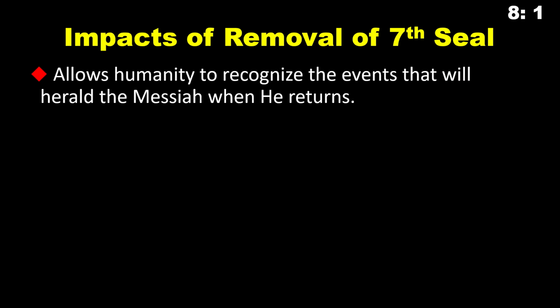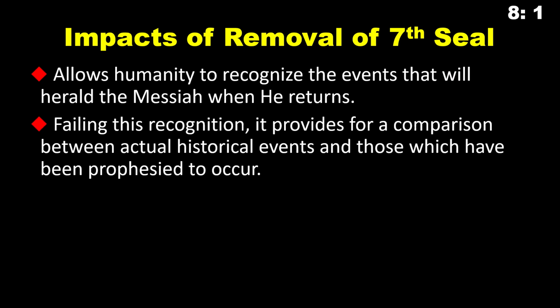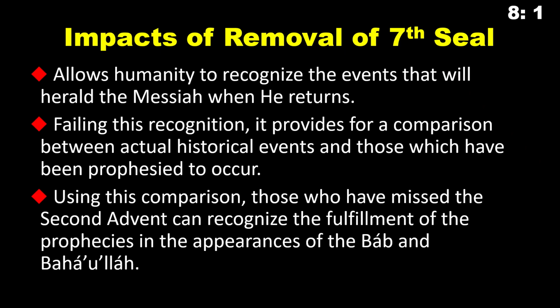More impacts of the removal of the 7th seal. It allows humanity to recognize the events that will herald the Messiah when he returns. Failing this recognition, it provides for a comparison between actual historical events and those which have been prophesied to occur. Using this comparison, those who have missed the second advent can recognize the fulfillment of the prophecies in the appearances of the Bab and Baha'u'llah.